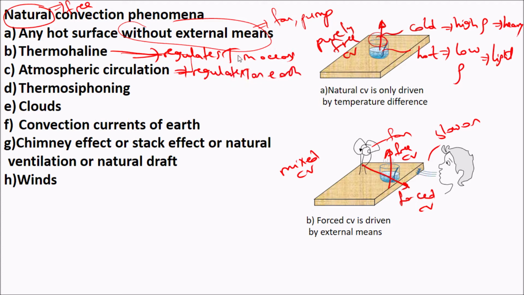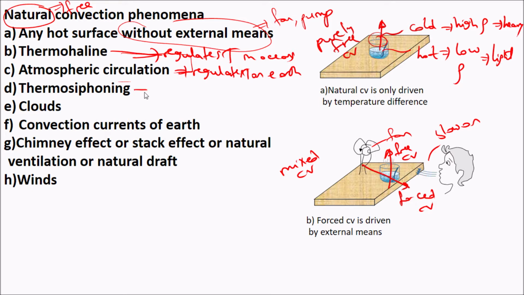Thermohaline circulation regulates the temperature in oceans because at the poles we have cold weather, and at the equator or the tropics we have hot weather. And atmospheric circulation regulates the temperature on Earth. Otherwise, without thermohaline or atmospheric circulation, one part of the Earth would be very cold and the other part would be very hot. These two regulate the temperature difference.